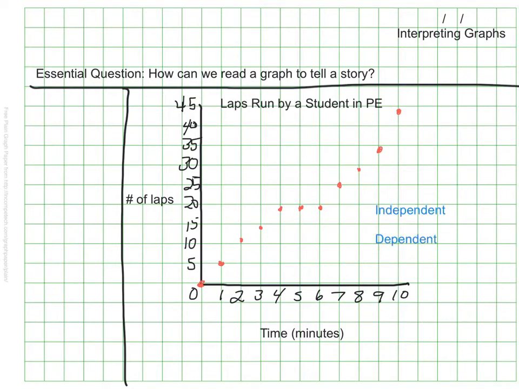The first thing we always need to know when we are interpreting a graph is what our variables are. By looking at the graph, we can see our two variables. We have time and we have the number of laps. Take a minute to record which of these is the independent variable and which is the dependent variable.